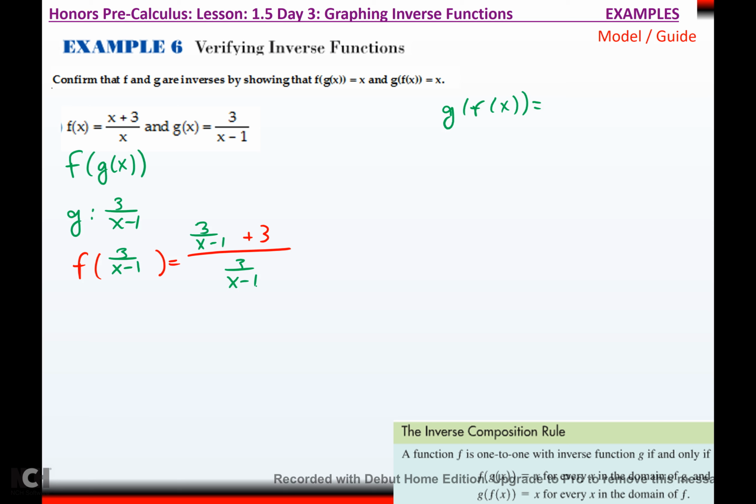Now, to simplify this mess, I want to keep, change, flip, but I can't until I do the math on top, which means I'm going to need a common denominator, which is going to be x minus 1. So I multiply the top and the bottom by x minus 1. That gives me 3. On top, it'll give me 3x minus 3 over x minus 1.